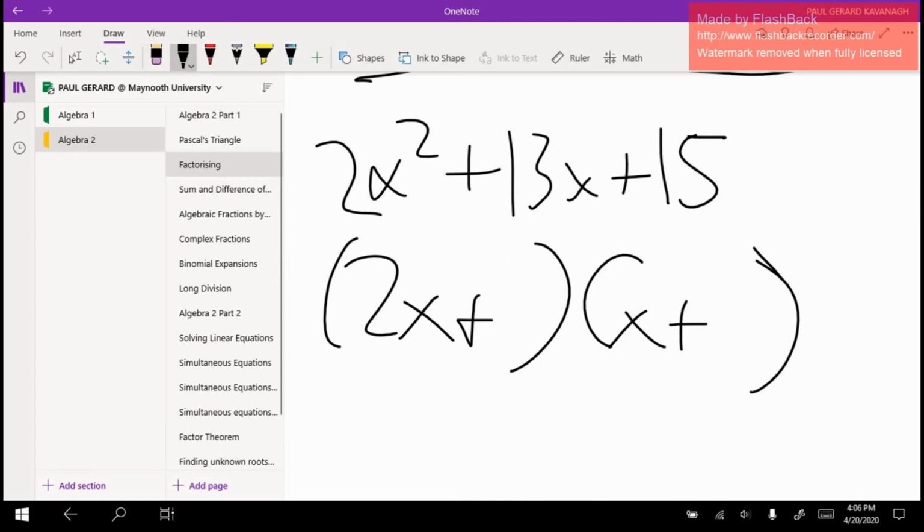So it's going to be 3 and 5 the other way around. And now that works. 2x by x is 2x squared. 2x by 5 is 10x. 3 by x is 3x. 3 and 5 is 15. So that's the answer that we want.